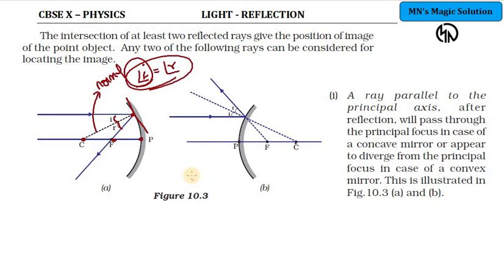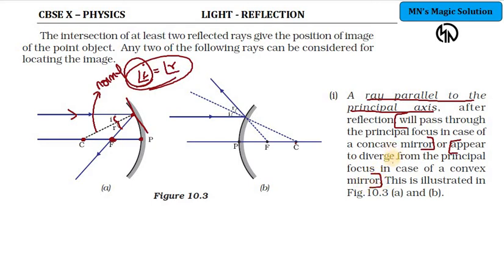In the rules, first we saw: any ray which is passing parallel to the principal axis, in case of concave mirror, after reflection, it passes through the focus. See, this is the incident ray and this incident ray is parallel to the principal axis. After reflection, it is passing through the focus. The other way, in case of convex, any ray which is passing parallel to the principal axis, after reflection, it diverges and it appears to diverge from the principal focus. So, in rule 1, a ray parallel to the principal axis, after reflection, will pass through the principal focus in case of concave mirror, or it will appear to diverge from the principal focus in case of convex mirror.